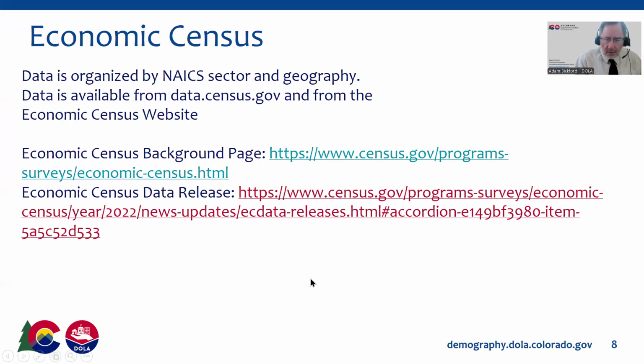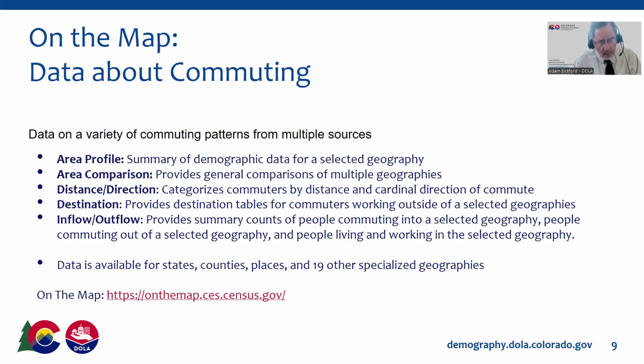So there's some additional information about the data release, census data releases here, and you can follow that link. By the way, all of these links are available to you in the SDO Census Data Tools Resources document, which is available on our website on the trainings page. So we're going to be spending a lot of time with On the Map because this is a very, very robust application. You can see it provides information about workers and commuters in 4 or 5 different displays. And this data is available, again, like I said, for states and counties and places, and then 19 other specialized geographies. So let's take a look at this.